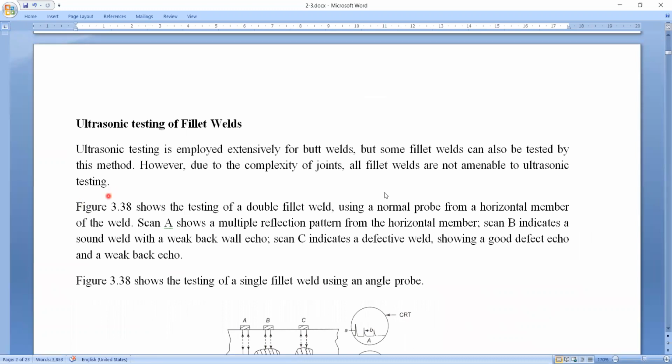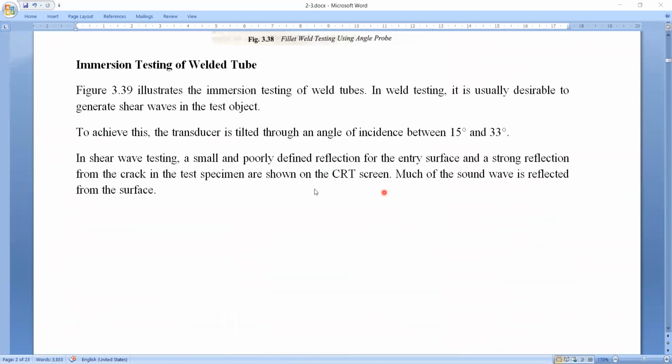Okay, next one is immersion testing of weldments. Suppose some pipes are submerged, meaning they are under water. We are joining the pipes with the help of weldments, so we have to test the weldments under the water. Then we can use the immersion type of ultrasonic testing.